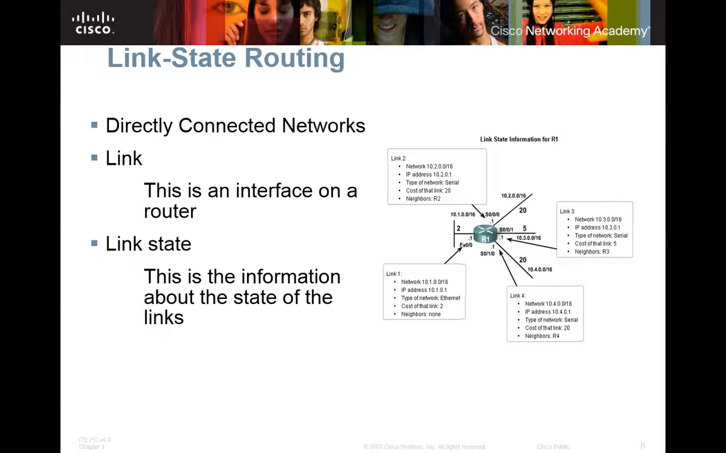Directly connected networks, you have 2 different types. You have link and link state. A link is the interface on the router itself. Link state is the information about the state of those links. Not to be confused. Does that make sense? So if I ask, what's the link on the 10/100 switch? You would tell me, well, it's a 10/100 port. The link that connects to it is going to be a gigabit Ethernet. That is the link. The link state, is it up? Is it down? What is it?